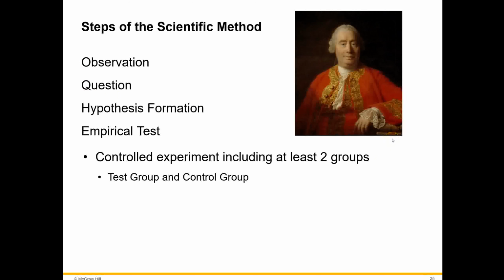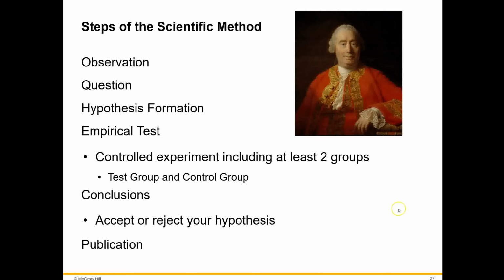Next up, then, we have an empirical test. We have a controlled experiment using at least two groups, a test group and a control group, although it can consist of other types of groups as well. This is just a general outline. And then after we analyze our data, this leads us to conclusions, which allow us to accept or reject the hypothesis that we came up with. And we can publish our data that we were able to gather from this.